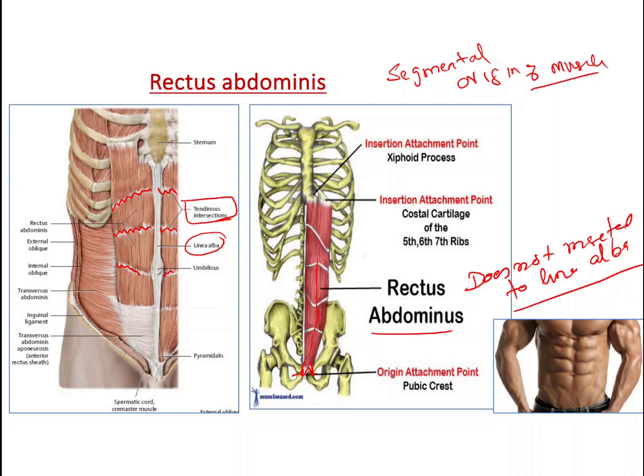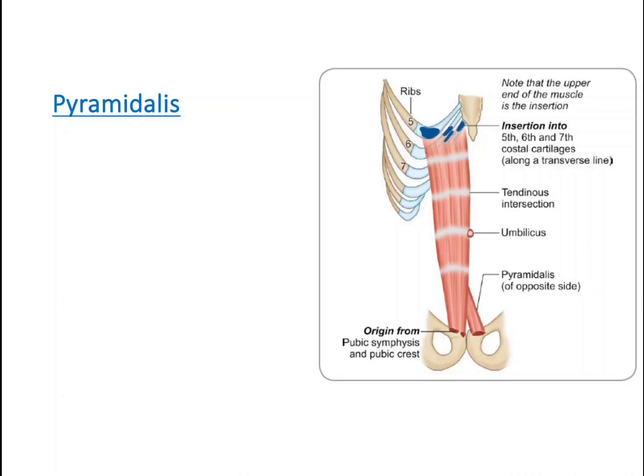And what is the function of these tendinous intersections? They increase the strength of the muscle, and they are responsible for our six pack. And the last one is a small muscle present on either side of the midline, the pyramidalis muscle. It is present on either side of the linea alba.